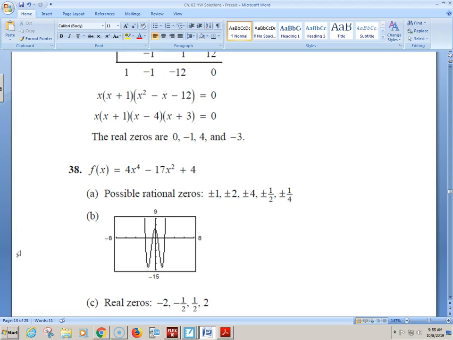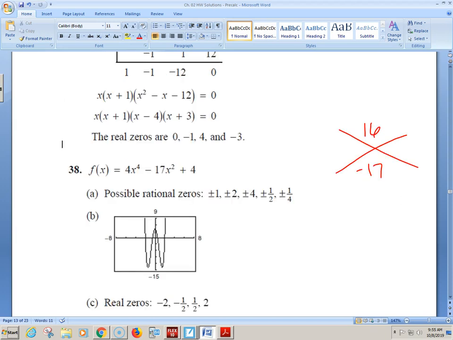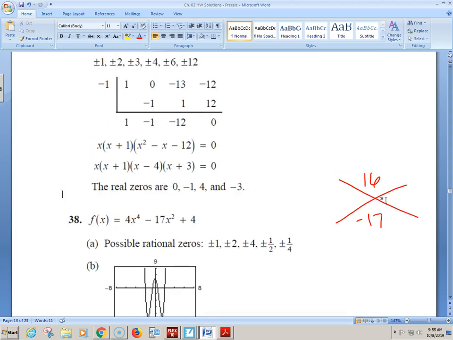Number 38. You guys realize number 38 was actually a really easy one? No? None of you? Why am I making a modified x method for a 4th degree polynomial? That doesn't make any sense. It's a trinomial. Check it. I know it's weird because it has x to the 4th and x squared, but it's a trinomial.